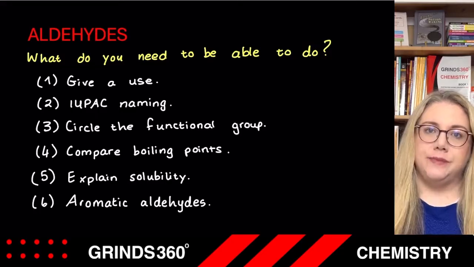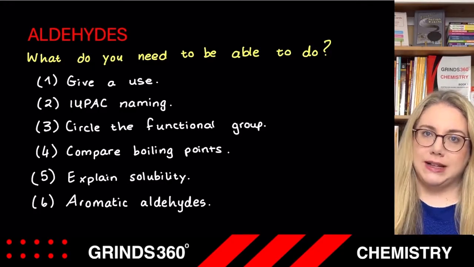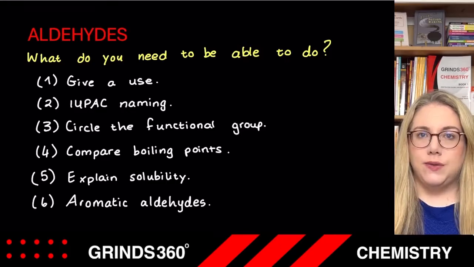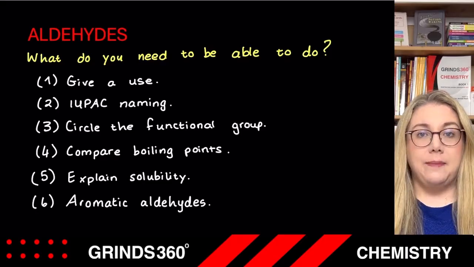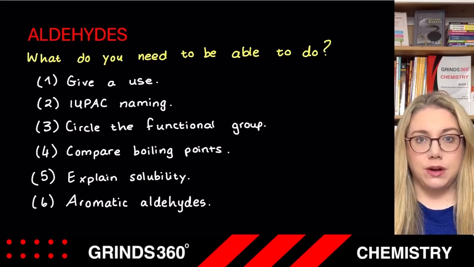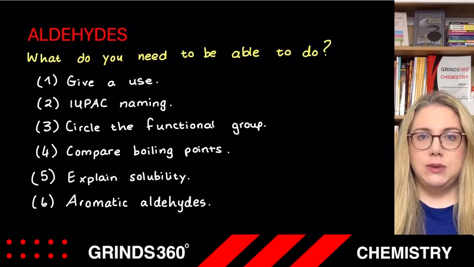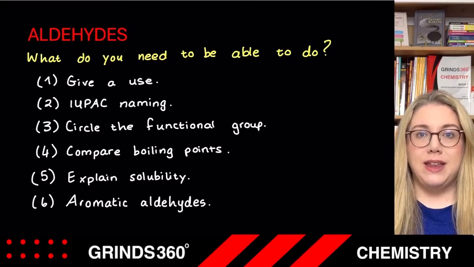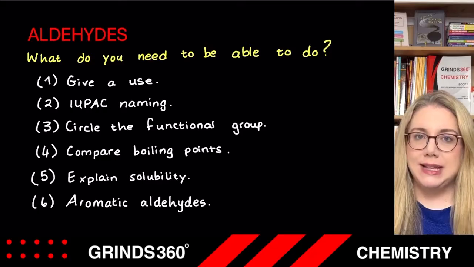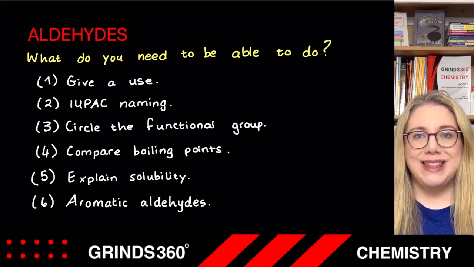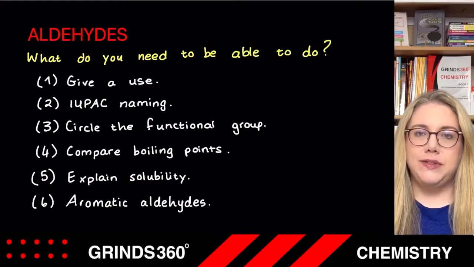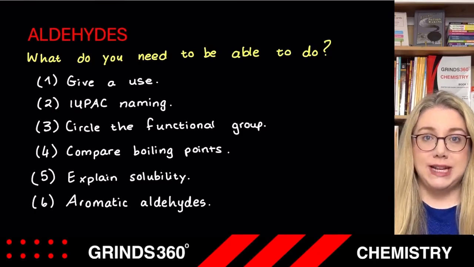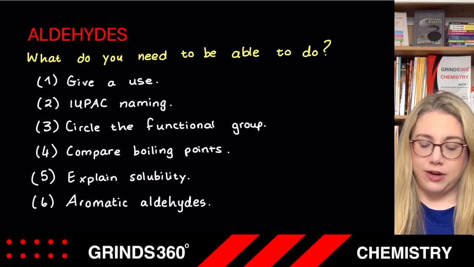So what do you need to be able to do? Number 1, you need to be able to give a use for aldehydes. Now, whether you give a use for formaldehyde, which is methanal, or benzaldehyde, it doesn't matter. Just be able to give a use for an aldehyde. Number 2, you have to be able to apply the IUPAC naming system. So it's exactly the same as when we named alkanes, alkenes, and alcohols, but now you are just changing the ending to take into account the aldehyde family group. Number 3, you have to be able to circle the functional group. So identify the functional group and circle it on a diagram.